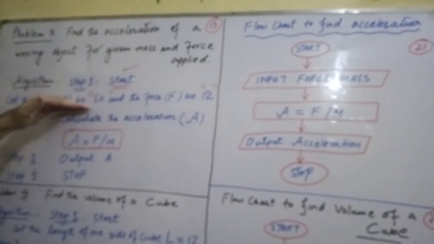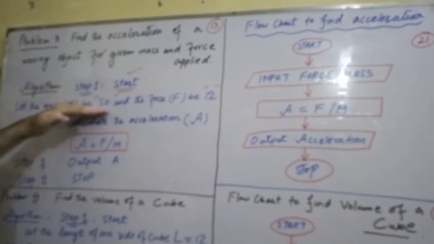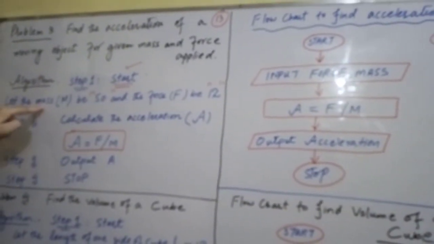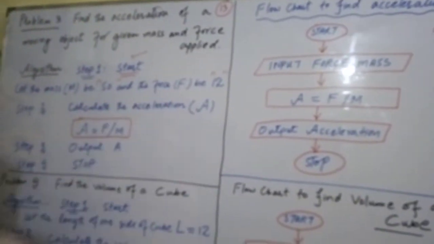First is the input. This step shows the input. We may take different values rather than 50 or 12, but we have to initialize m with a numerical value and similarly give F a numerical value.